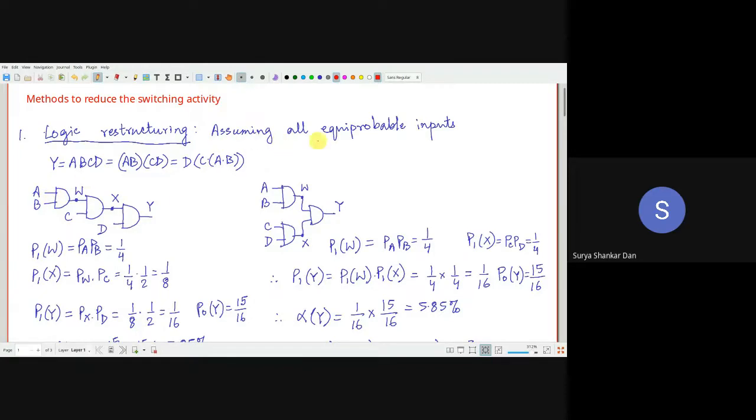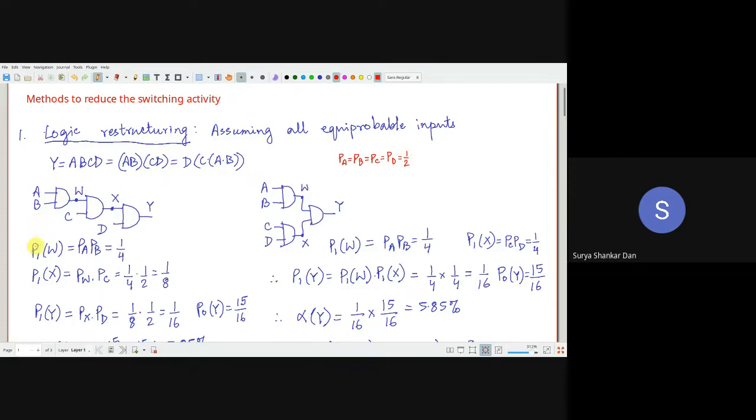We are assuming that all inputs are equiprobable. So that means PA equal to PB equal to PC equal to PD is equal to half. So the probability of 1 or the probability of 0 is exactly 50% in each of these input nodes. Remember, this logical restructuring is independent of the probability of the inputs. That's why we are taking it as half.